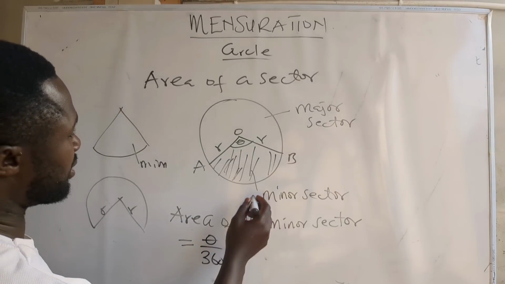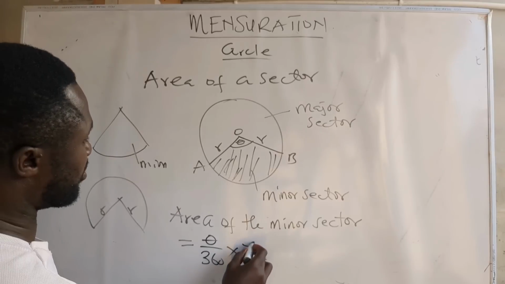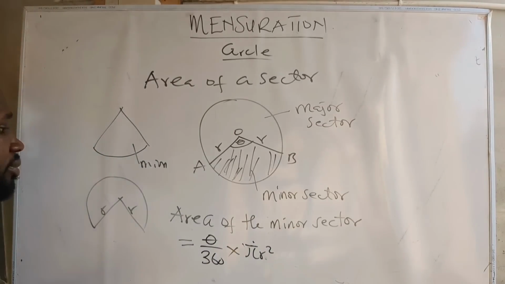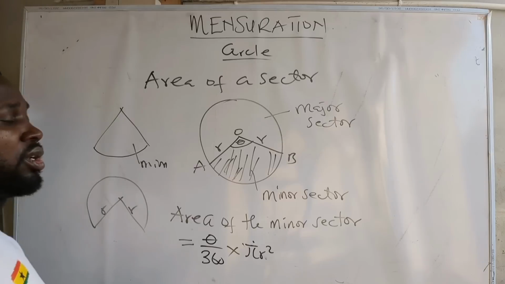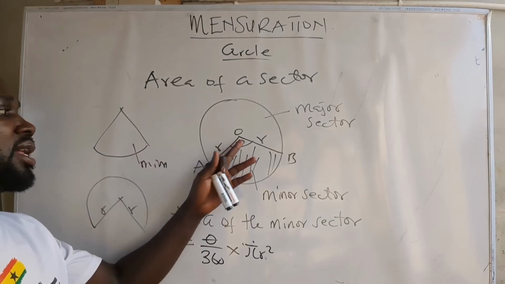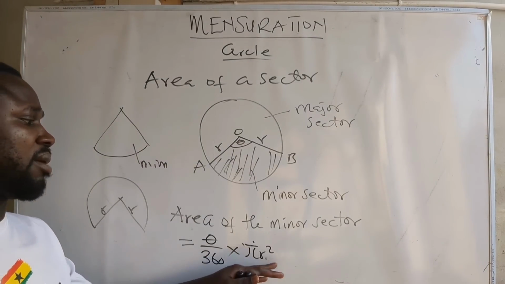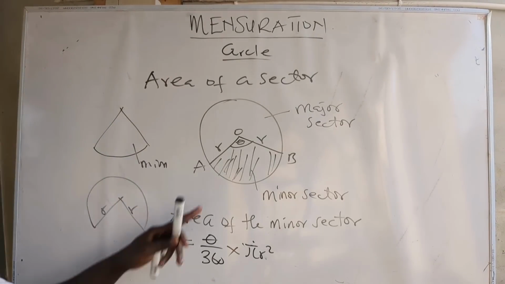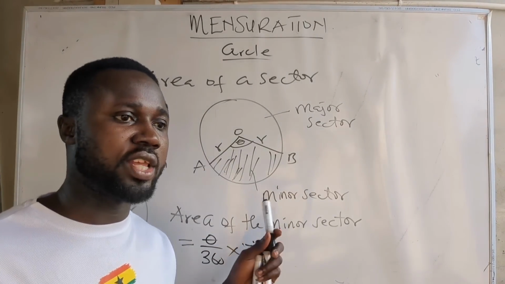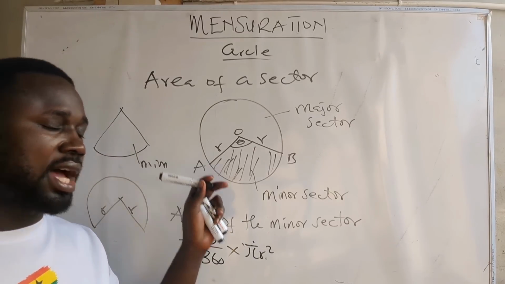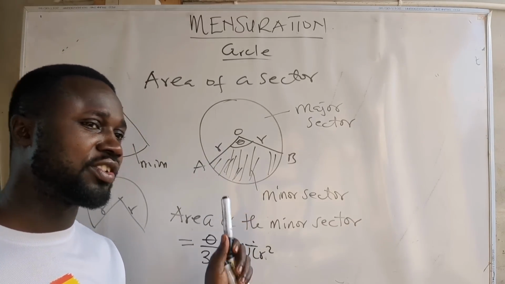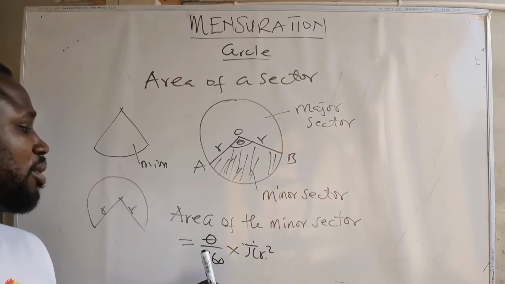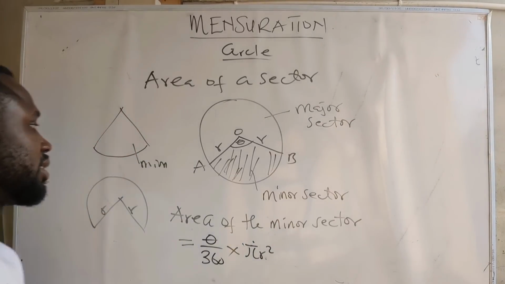It means the area of the minor sector will be theta over 360 times pi r squared. So look at the angle the sector subtends at the center, divide by 360, multiply by pi r squared, because a sector is a portion of the area of the circle. An arc is a portion of the circumference of the circle, so you multiply by 2 pi r. A sector is a portion of the area, so you multiply by pi r squared, which is the area of the circle.